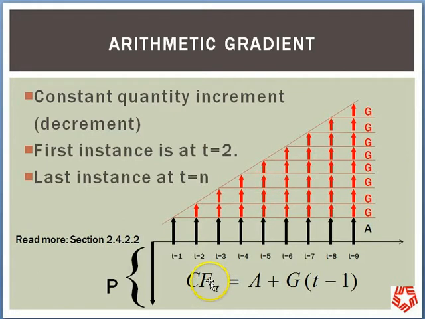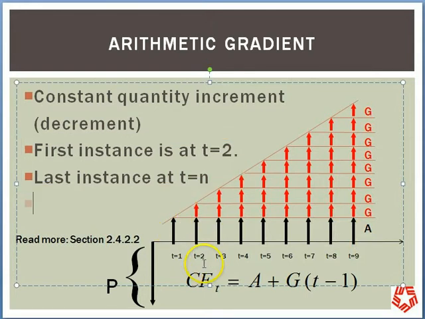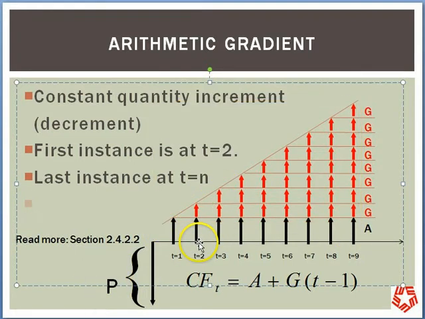Additionally, something you need to take into consideration is that the first instance of the gradient is at t equals 2. The last instance of the gradient is at t equals n, that is for the n payments that you would have if you have an annuity. The formulas we compute make a relation between the gradient series, which is the arrows depicted in red, and the P, which could be part of the solution. The gradient formula does not take into consideration the annuity because the annuity has its own formula.